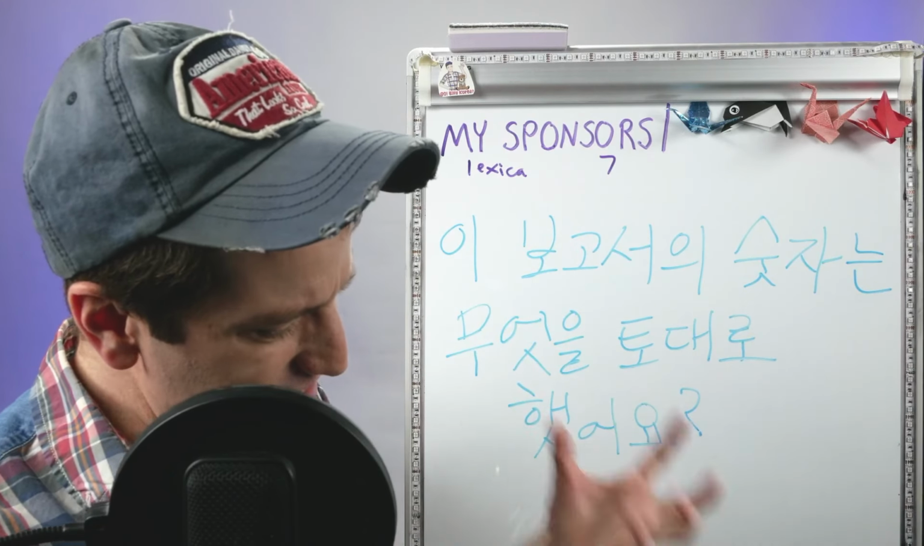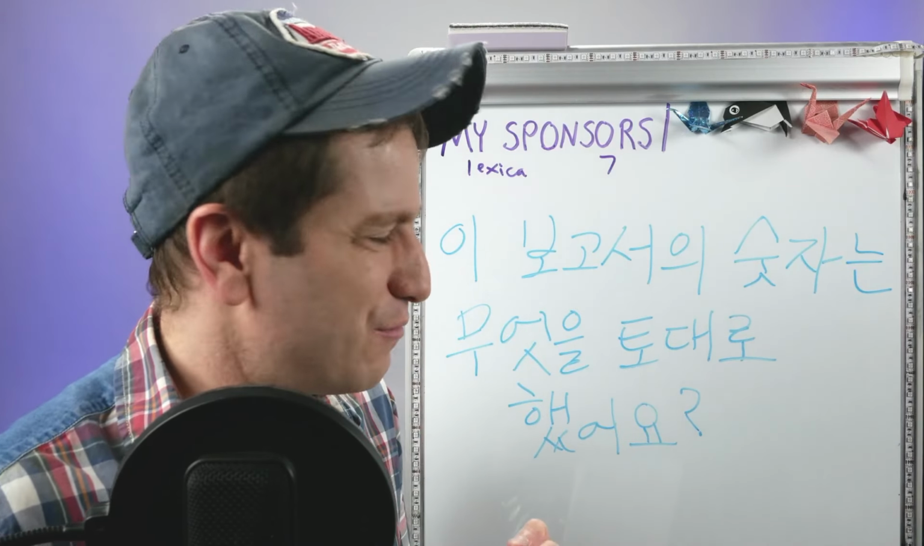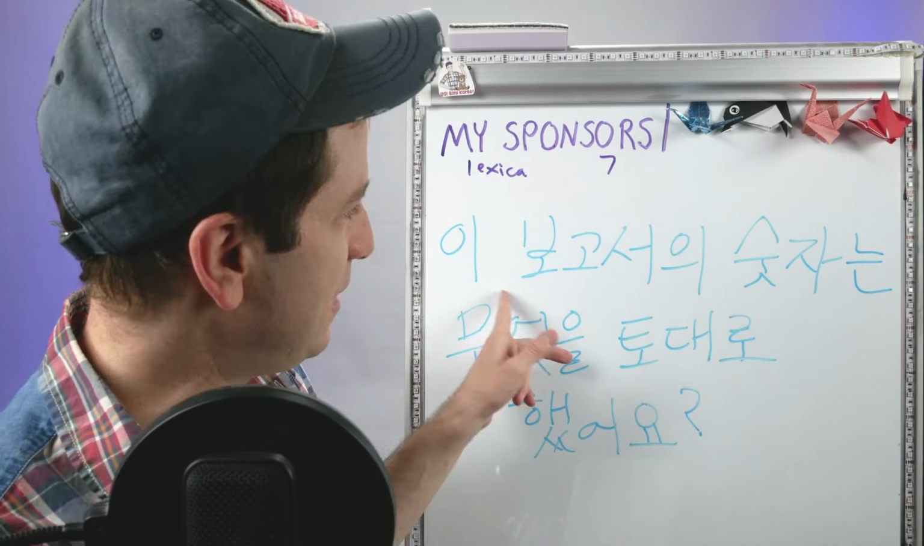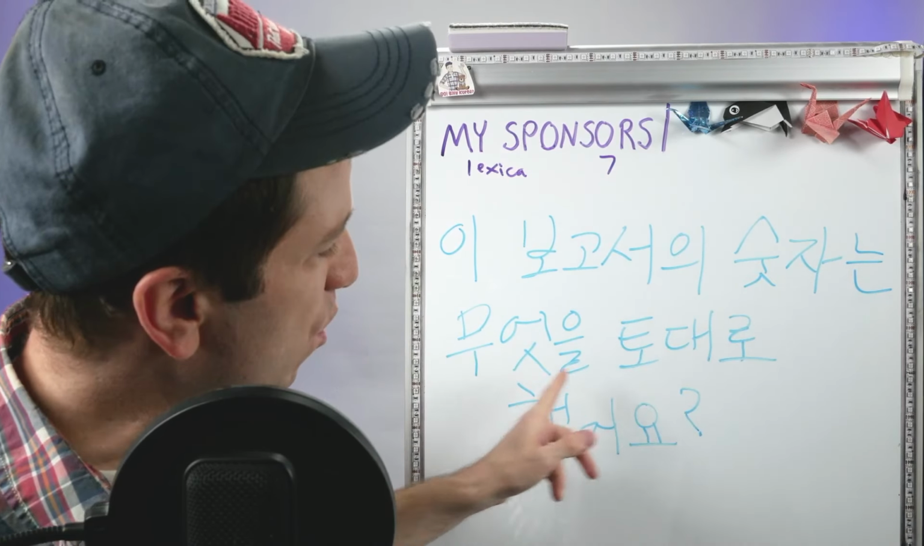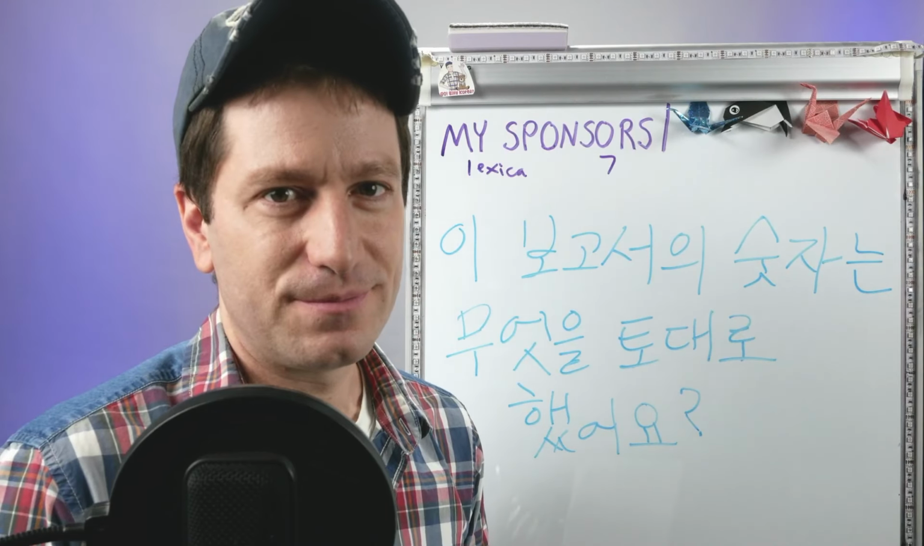토대, again, is not as abstract. It means the structure, like the base of a building, that sort of meaning. So what are they actually based on? 이 보고서의 숫자는 무엇을 토대로 했어요? What did you base the numbers of this report on?